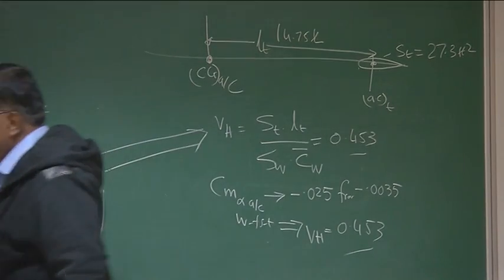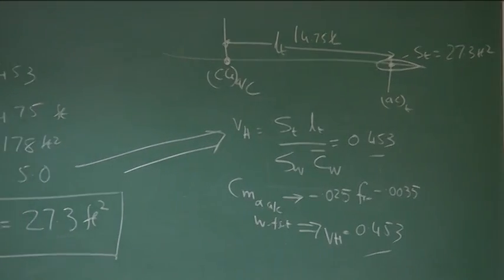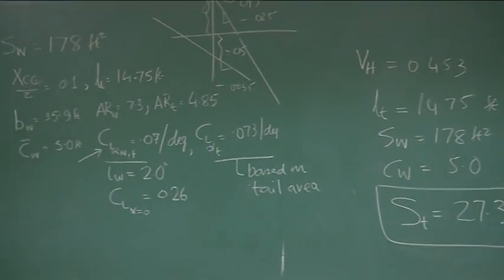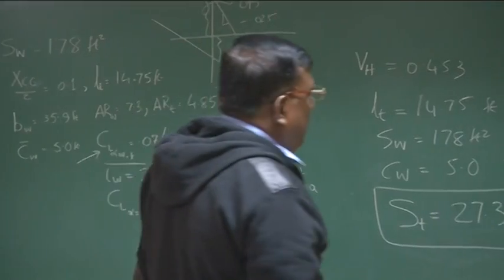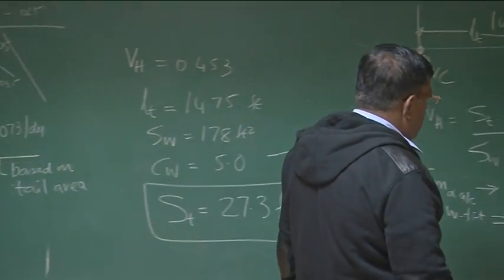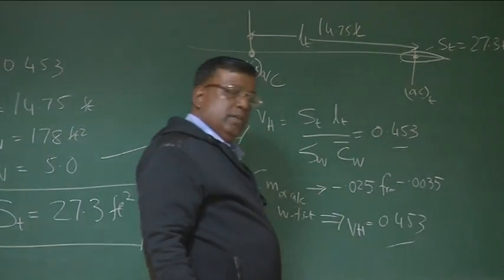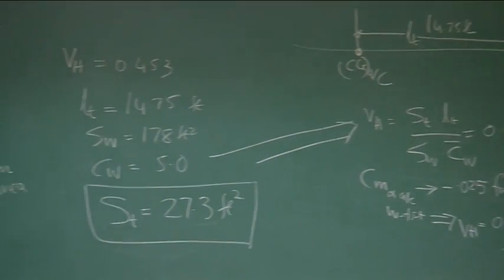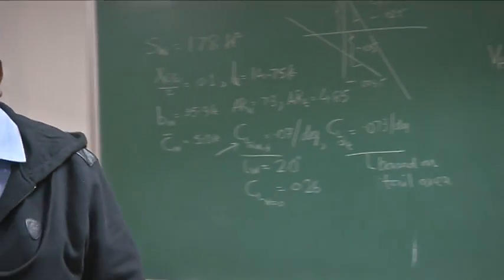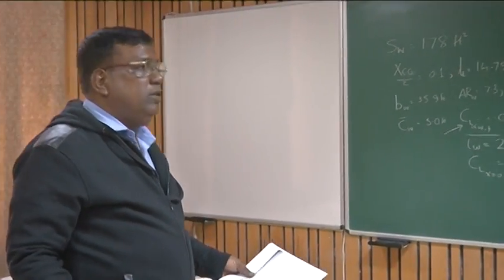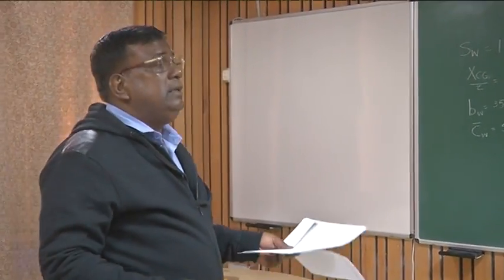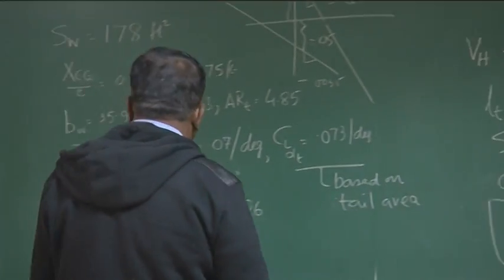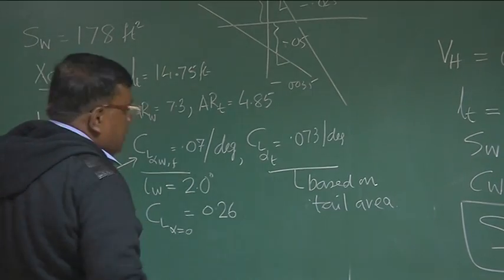And if it is done, and the aircraft still remains at the same CG location, then the Cm alpha of the aircraft will become minus 0.025, not minus 0.0035, right? And who has done this? It is the tail area that has done this. For a designer, it is the appropriate tail volume ratio of 0.453 that has done this change. Okay? Now, this is as far as slope and static stability are concerned.